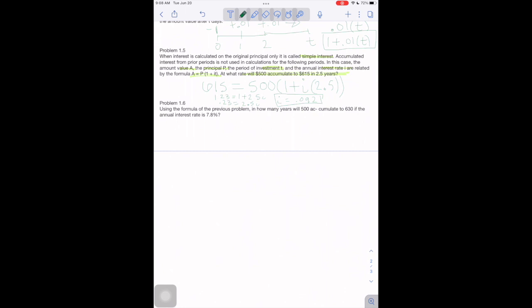Problem 6. Using the formula of the previous problem, in how many years will 500 accumulate to 630 if the annual interest rate is 7.8%? Okay, so we have 630 equal to 500 accumulating at the simple interest rate, and we want to figure out what t is. We can distribute over the 500, subtract 500 from 630, and then divide by 39, and we get t.